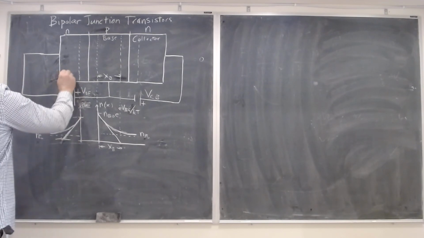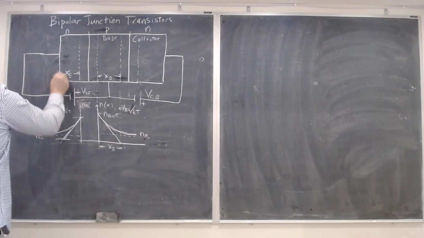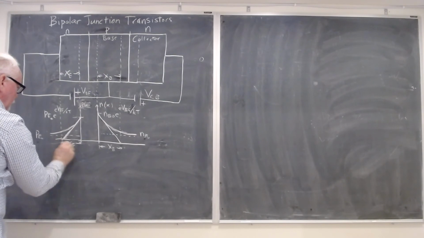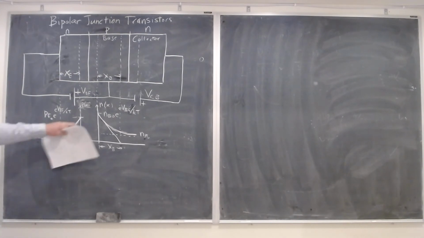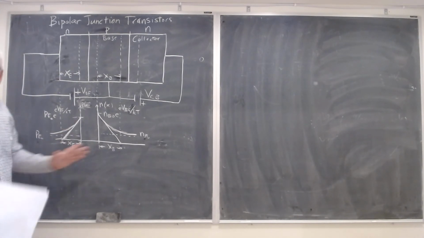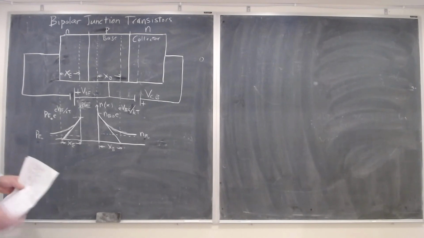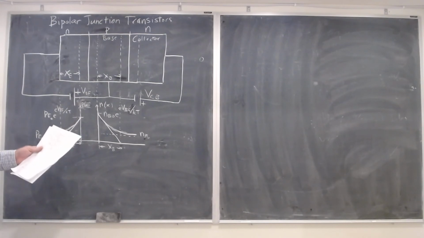This length is then labeled X sub E. And the fact that these become straight lines, I'm drawing them as straight lines. I'll explain in a little bit that this one in particular is not exactly a straight line, but we can approximate it as a straight line anyway for purposes of calculating the currents.